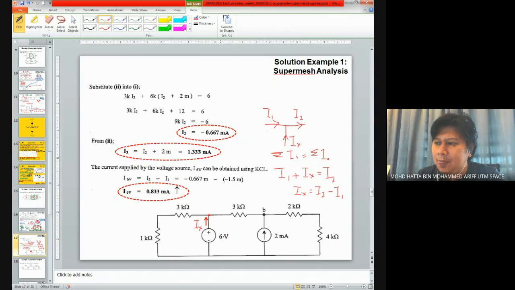Make sure the direction of the current over here is correct, because the question says current supplied by the voltage source, meaning current being supplied by this source means current going out. Okay, going out, so the direction is like this. You need to carefully read the question. All right, that's for example number 1.